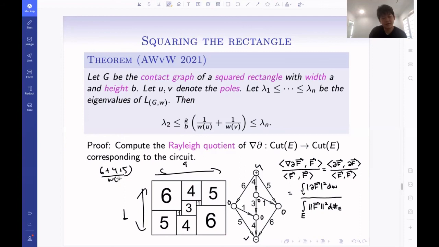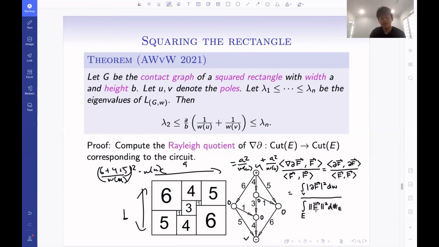and then you divide by the vertex weight at U, squared, and then you need to multiply by W. So the question is, what is 6 plus 4 plus 5 squared? Well, the side length was 6 plus 4 plus 5, so I can write this as just A squared over the weight at U. And you do the same thing for the weight at V. So that's the numerator. It's this nice, interesting thing.